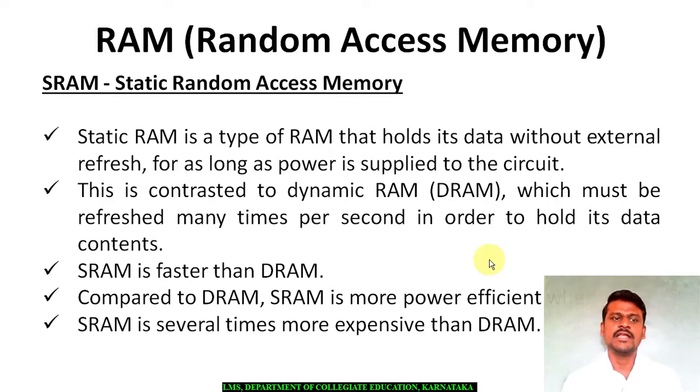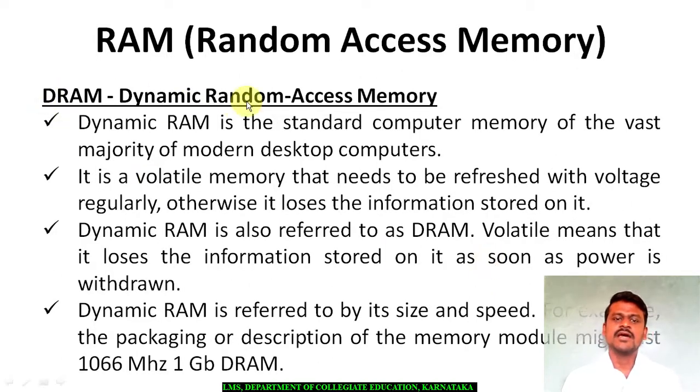Now we will see the DRAM. DRAM means dynamic random access memory. Dynamic random access memory is the standard computer memory of the vast majority of modern desktop computers. Means this one is present in almost all computers. Next, it is a volatile memory. As I was saying, the information is stored unless and until the power is supplied. It needs to be refreshed with voltage regulation, otherwise it loses the information stored on it.